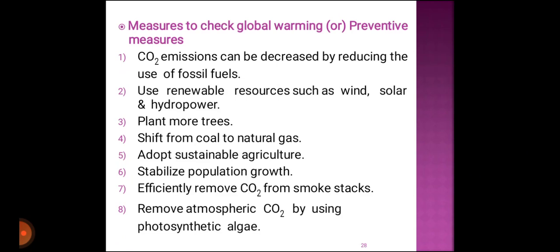Then plant more trees, that means afforestation. Then shift from coal to natural gas. Then adopt sustainable agriculture. Then stabilize population growth. Then efficiently remove carbon dioxide from smoke stacks. Remove atmospheric carbon dioxide by using photosynthetic algae. These are the various preventive measures for global warming.